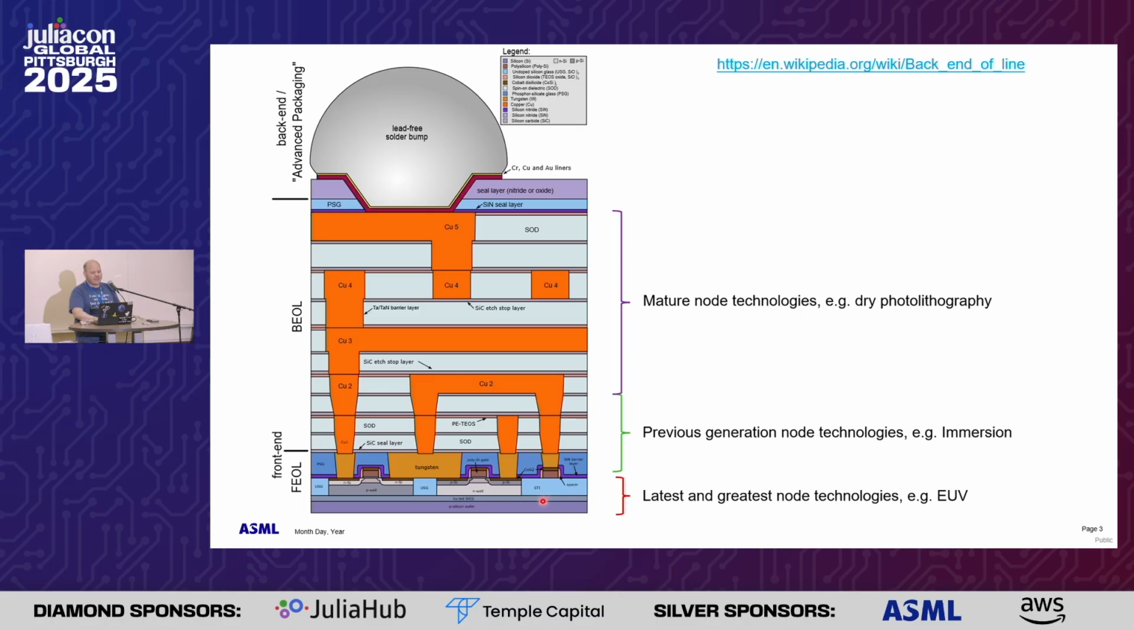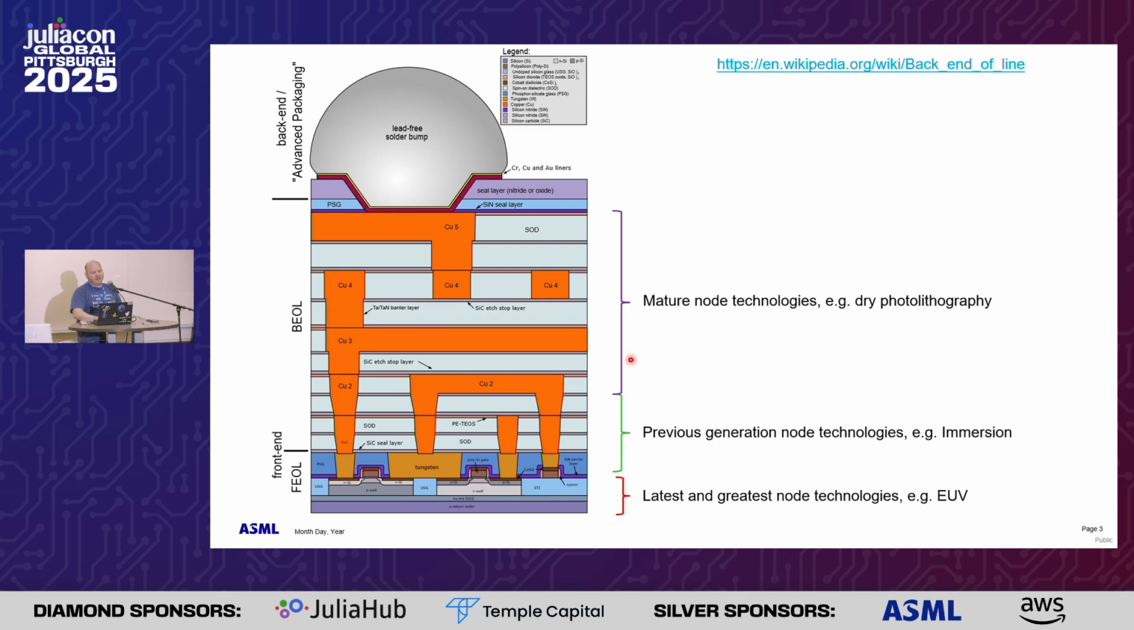Usually the lower ones, what we call the front end of line, are the most advanced layers. The layers are made with the most recent advances of photolithography and process nodes. That's where the actual transistors are. And those are the most expensive layers, made with the latest machines. In the case of ASML, those would be the EUV machines. Maybe you have heard about those. Then the intermediate layers are done in previous generation technologies. Also advanced, but not bleeding edge like the front end of line ones.